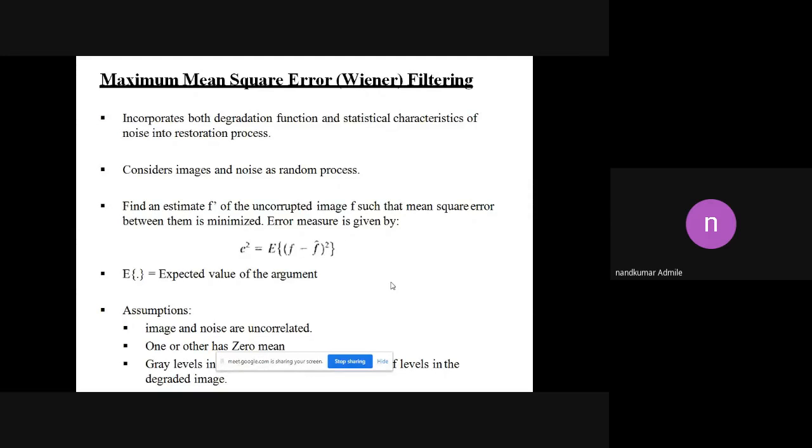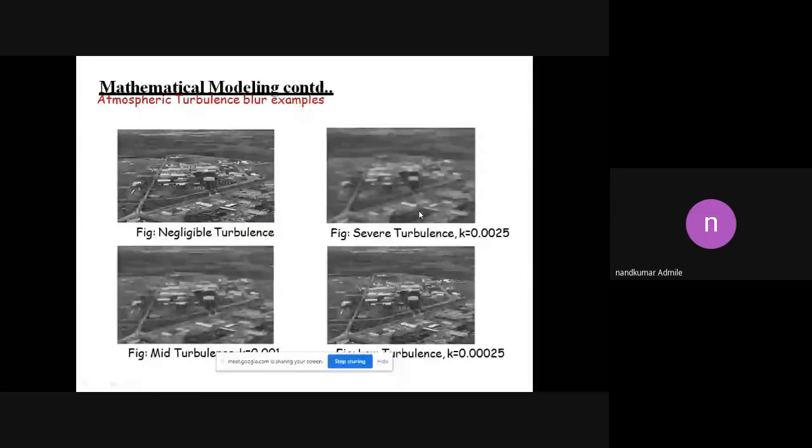The two types of filter we can take in our next lecture. If you have any doubt, you can discuss here. Yes, do you have any doubts?